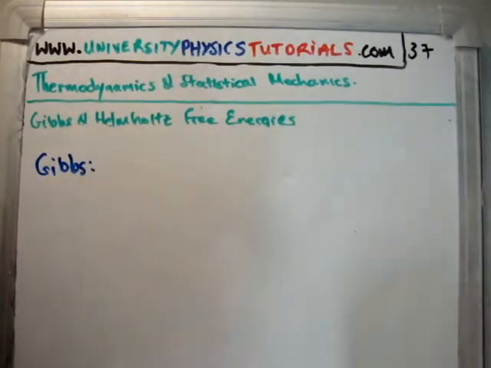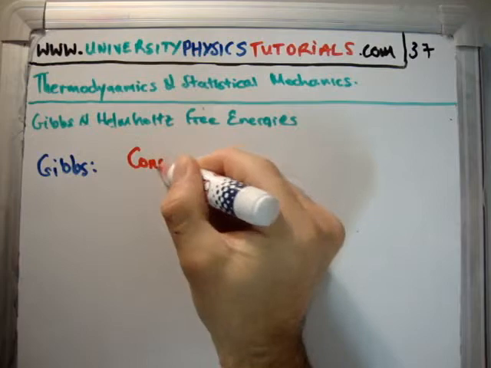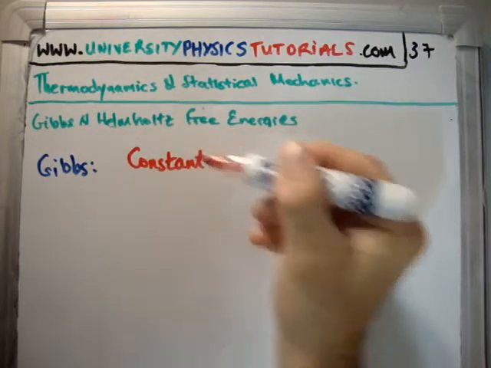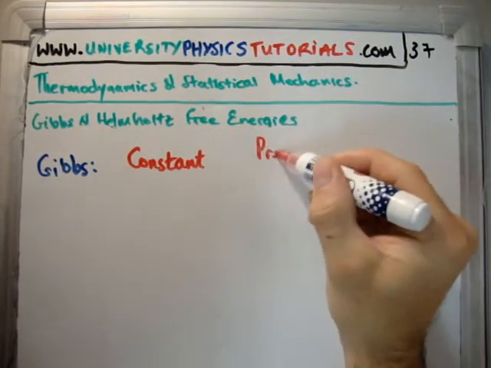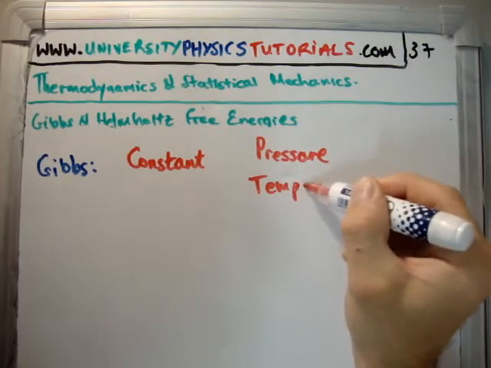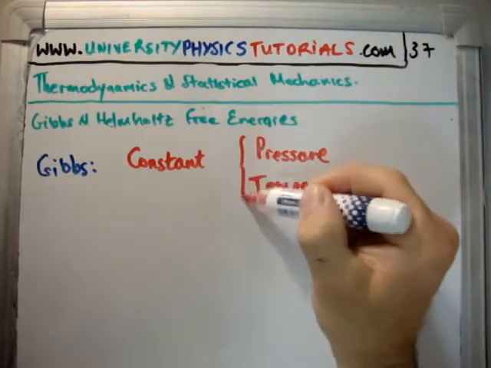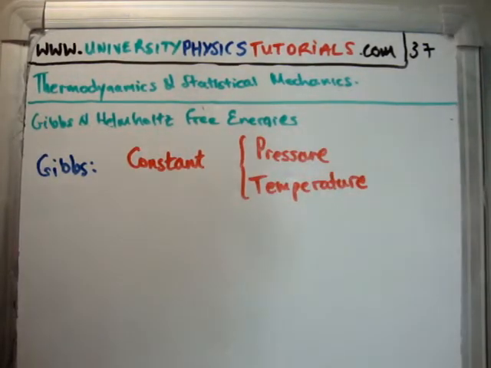Gibbs. Now, of course, we need to define what the parameters are when we're talking about Gibbs free energy. This time we're going to be talking about constant pressure and constant temperature. Alright, so we're talking about constant pressure and constant temperature. This is our Gibbs free energy.